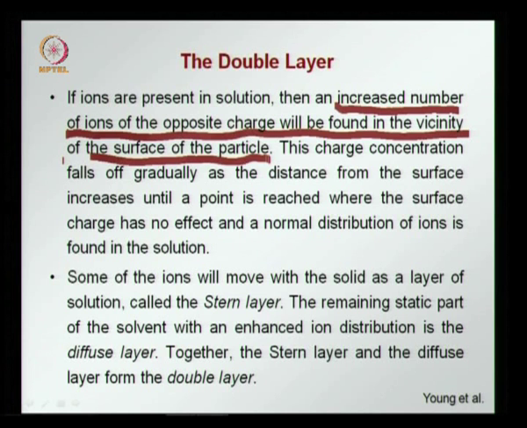Some of the ions move with the solid. A layer that is closest to the surface moves along with the solid as the solid moves within the solution, and this is called the stern layer. Then there is a static part which remains in the solvent, however it has an enhanced ion distribution, and this is called the diffuse layer. Together the diffuse layer and the stern layer are called the double layer.